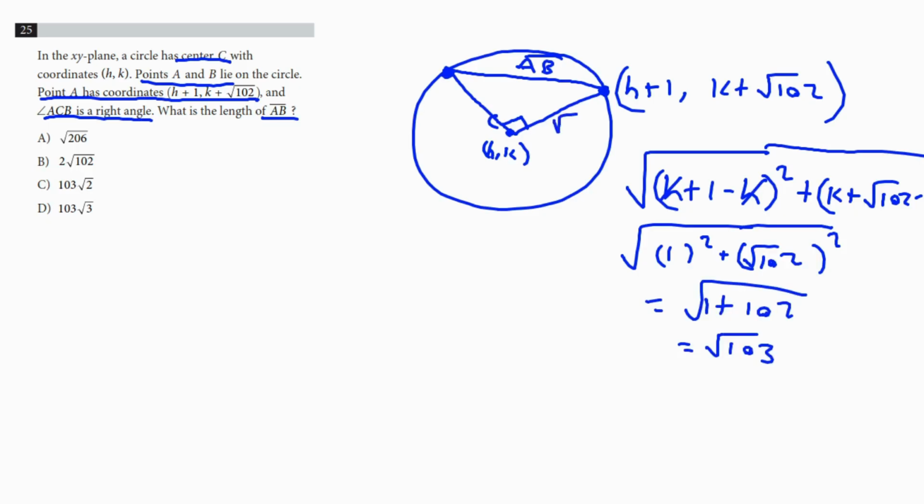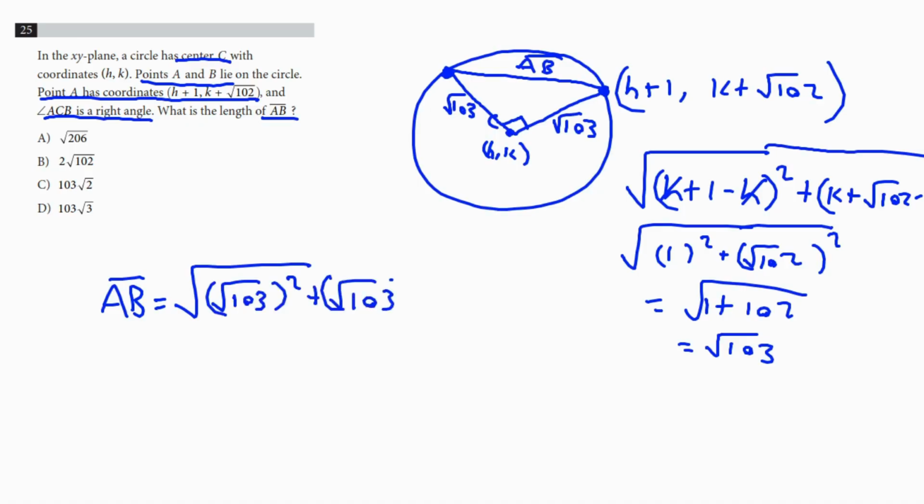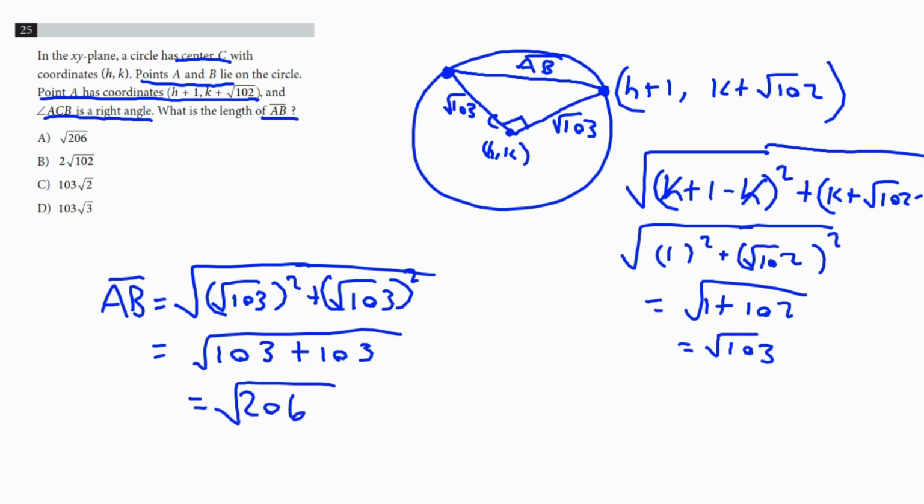So then now we know this, and then we know this. So then if we do Pythag, a squared plus b squared equals c squared, AB, then I'll put that over here. That's just going to equal the square root of square root 103 squared plus square root 103 squared, and then we just work that out. Remember, if we square a square root, it's just going to be the number on the inside. So that's going to be 103 plus 103 square rooted, which is going to be square root of 206, which, would you look at that? That is answer choice A.